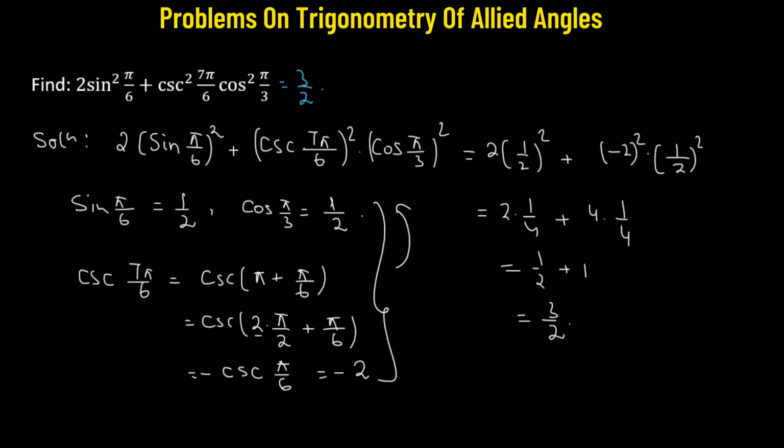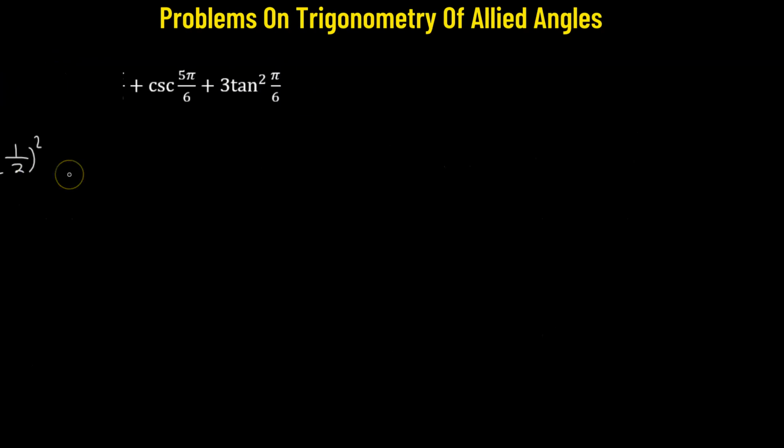Let's go to the third problem. So we need to find out the value of cotangent of pi over 6 plus cosecant of 5 pi over 6 plus 3 times tangent squared pi over 6. So we can easily find out the value of the first term and the third term. But before that, let's rewrite our given trigonometric expression. So our first term will be cotangent of pi over 6 whole squared.